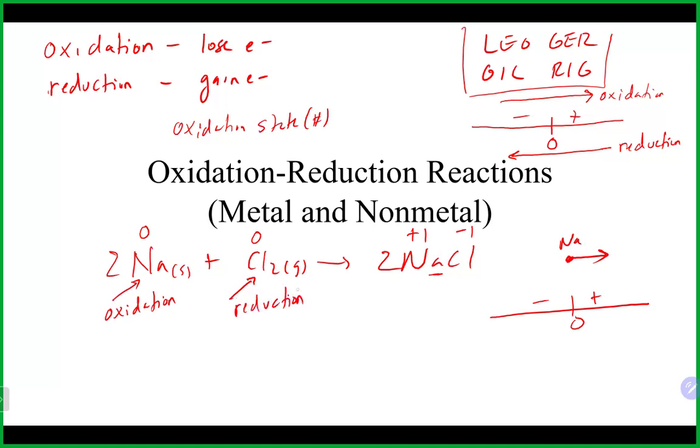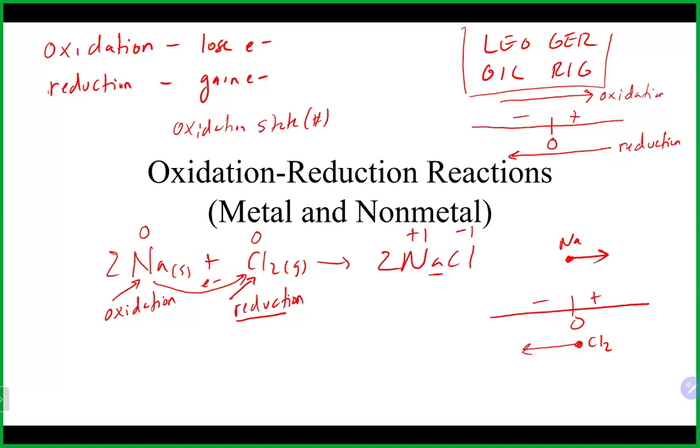We could also do the same thing for the chlorine. If we look at the chlorine on the left-hand side, it's starting at 0, and it's ending on the right-hand side at -1. It's moving in the negative direction, and again, that tells you that chlorine is being reduced. So you could do it for either one, and you could use this simple number line. Essentially, the sodium is throwing some electrons over to the chlorine. That is a transfer of electrons. That is a redox reaction.